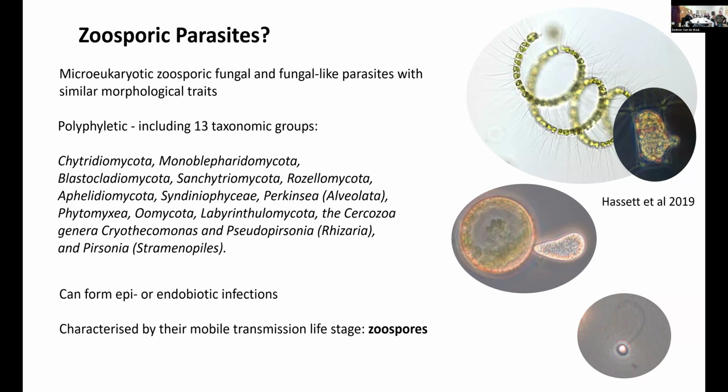They do these epi or endobiotic infections, and they all, and that's really the combining characteristic, have a mobile transmission life stage. That's this tiny zoospore. They are about 1-2 microns with an oil globule or lipid globule, and one or several flagella. And they actively move through water. They need a watery phase that they can move through to find a new host.